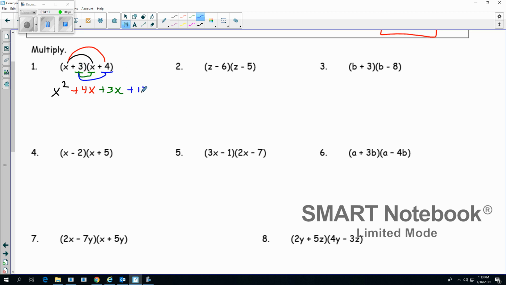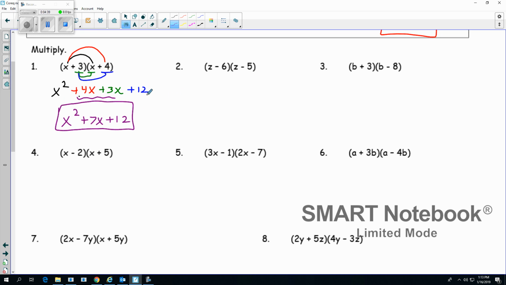And then the last two terms, so 3 times 4, once again, they're both positive, so 3 times 4 is a plus 12. And then, like I said, most of the time these in the middle, we'll be able to go ahead and combine those together. So that's what we'll do here. We'll go ahead and combine this. So this cleans up to x squared plus 7x, and then plus 12.